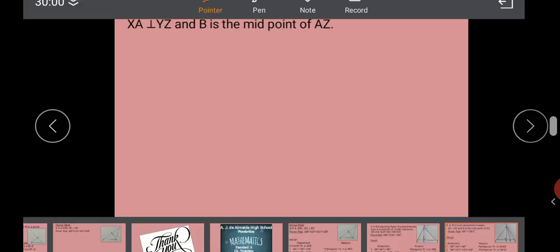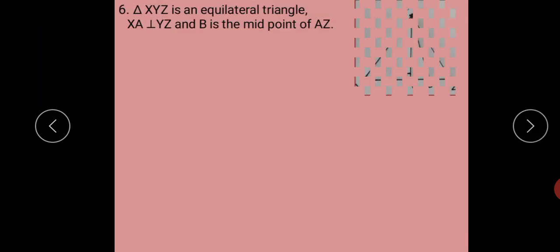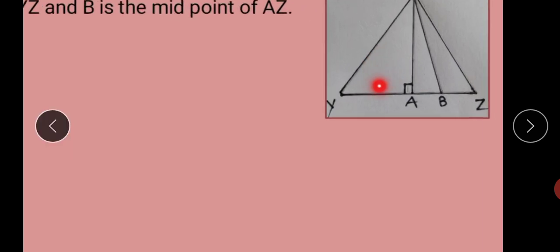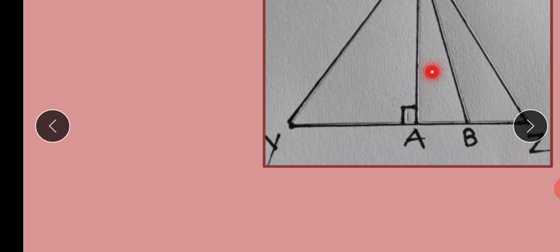Sixth one, we'll see the figure also. Triangle XYZ is an equilateral triangle. XA is perpendicular to YZ and B is the midpoint of AZ. Now, as far as equilateral triangle is concerned, I will just go through one concept of equilateral triangle.